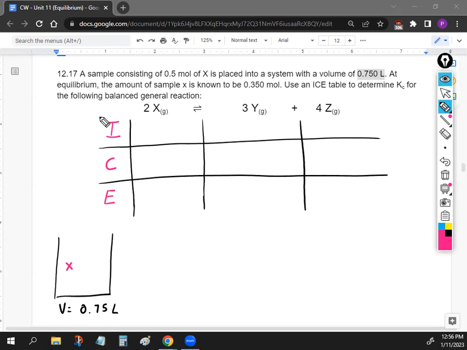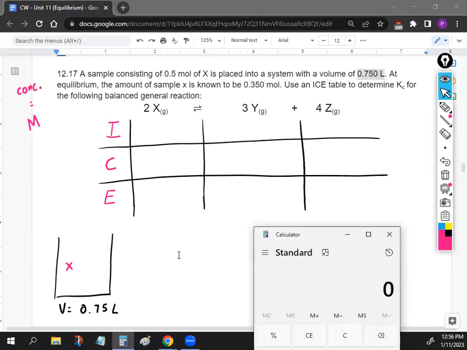Okay, now, one key thing I want to mention about the ice table is we are talking in terms of concentration. That means we're not doing moles, we're doing molarity. Okay, I know, very annoying. Okay, so what we're going to do is we're going to find the molarity of X in the very beginning. So molarity is moles divided by liters. So we're going to do 0.5 divided by 0.75. So the initial concentration of X is 0.6. Let's do 7.